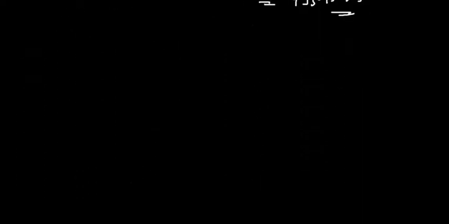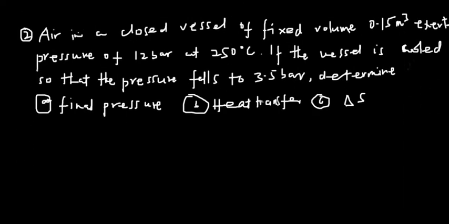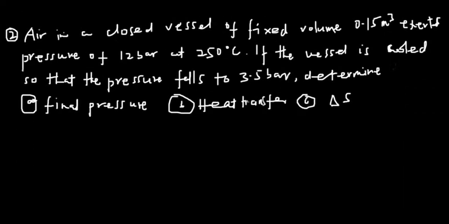Now let's look at something a bit complex. We have air in a closed vessel of fixed volume of 0.15 meters cube exerting a pressure of 12 bar at 250 degrees Celsius. If the vessel is cooled so that the pressure falls to 3.5 bar, determine the final pressure. We've been given the initial pressure, we have the final pressure, we've been given the initial temperature, find the heat transfer and the entropy.